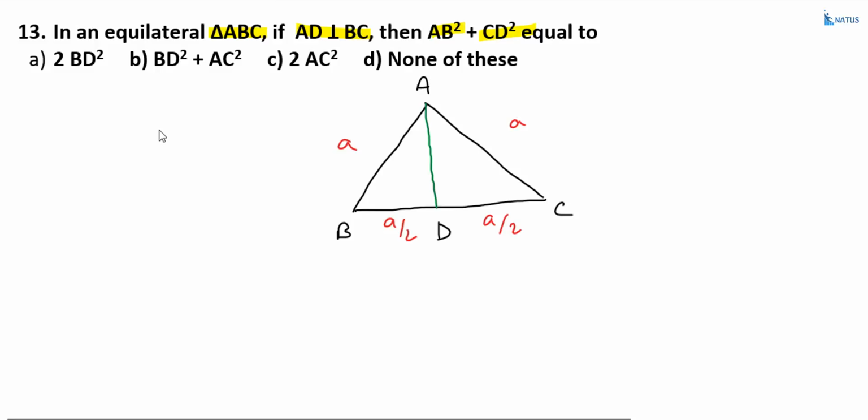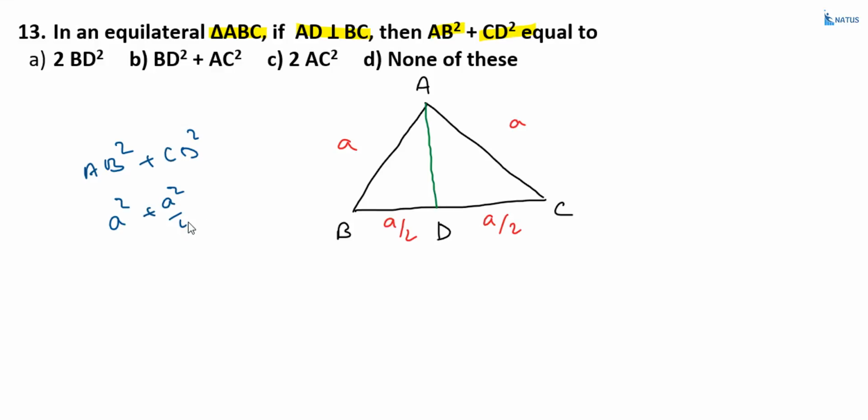Now, what is the question here? AB square plus CD square. Now, in the option, what is the AB square? That is equal to A square plus CD square, that is equal to A square by 4, that is equal to 5A square by 4. Now, come to this one, 2 into BD square, that is equal to A square by 4. It's not valid. And what about BD square? That is equal to A square by 4, AC square is A square. Therefore, 5A square by 4.